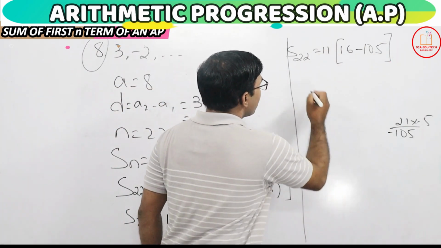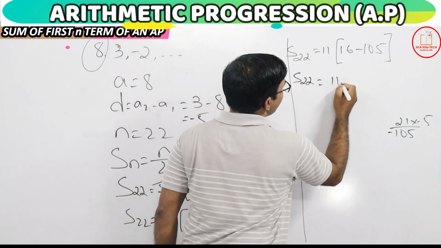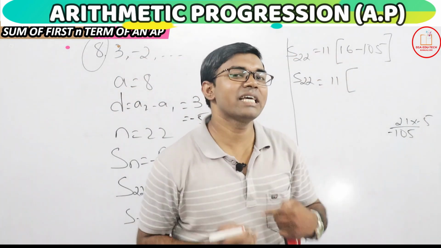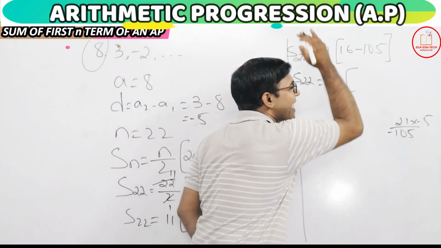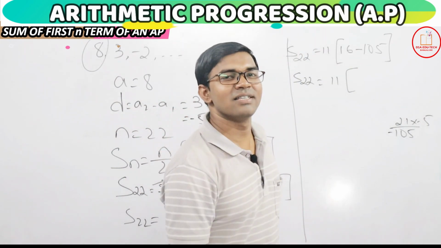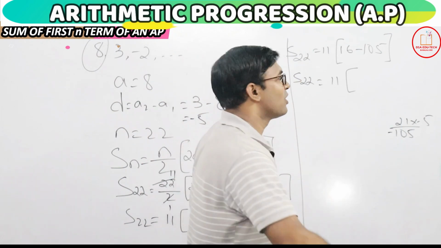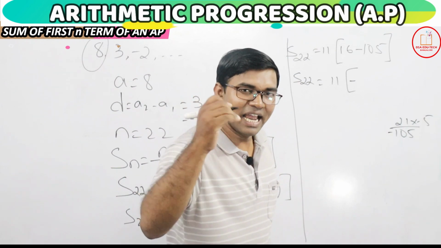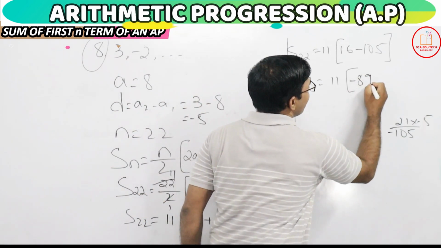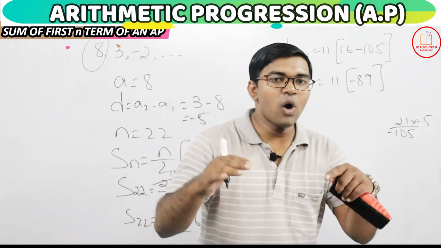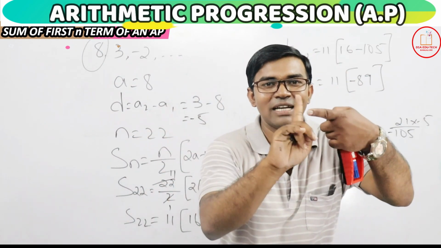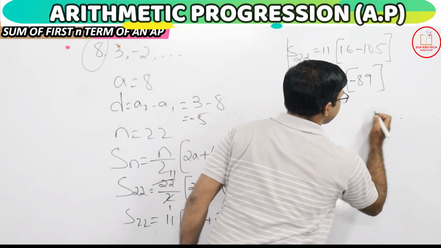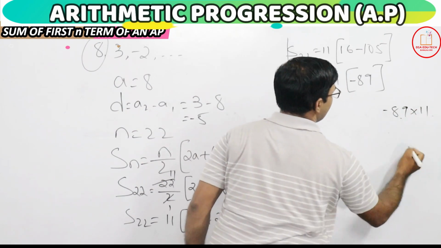So S22 equals 11 times (16 minus 105). Now in minus 105, I am going to subtract 16. Since the sign of the bigger number is minus, minus 105 minus 16, that is, minus 105 plus 16, is nothing but minus 89. So I'm going to get minus 89 over here. Now minus 89 we will multiply with 11. Let me do that over here, so we have minus 89 into 11.